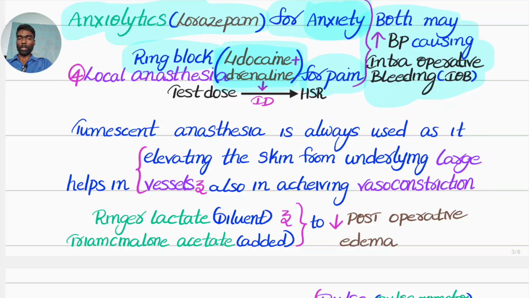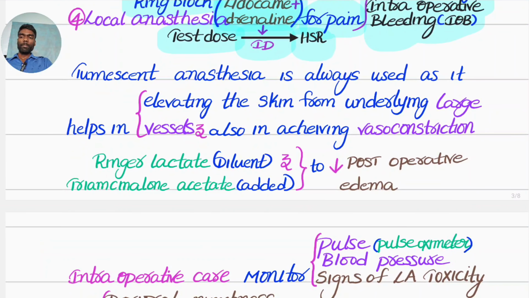Before giving the ring block, local anesthesia needs to be tested intradermally, giving a test dose to check for any hypersensitivity reaction. I have uploaded a hypersensitivity reaction video on my channel. Here we are checking for type 1 hypersensitivity reaction. What type of anesthesia? Always tumescent anesthesia is used because it helps in elevating the skin from underlying large vessels and also in achieving vasoconstriction to reduce intraoperative bleeding.